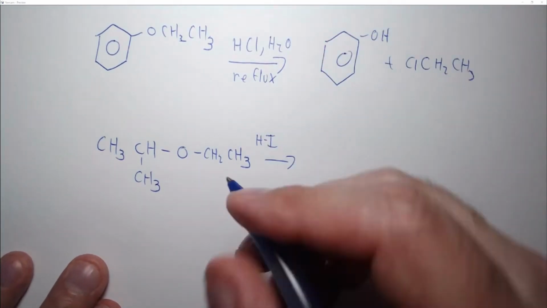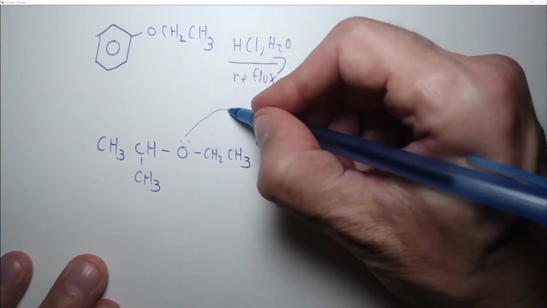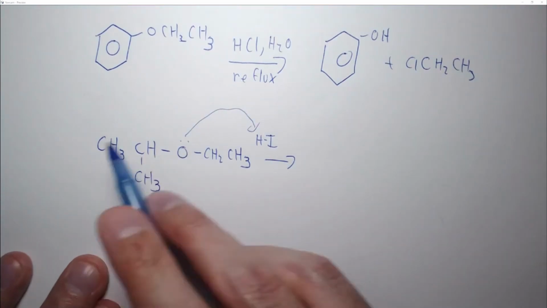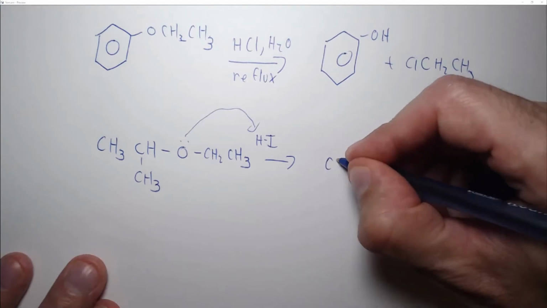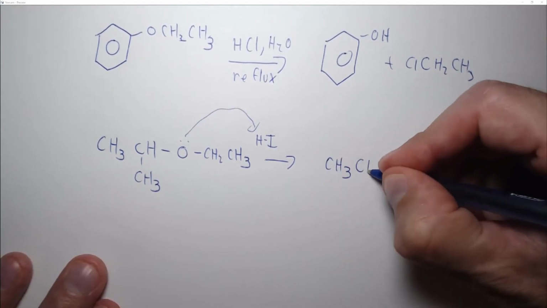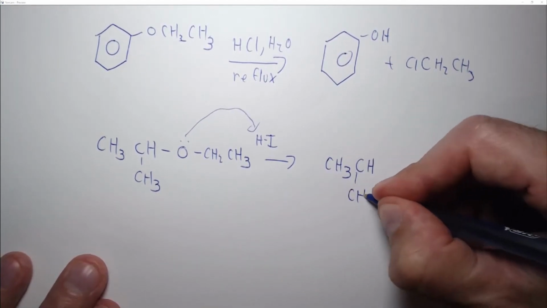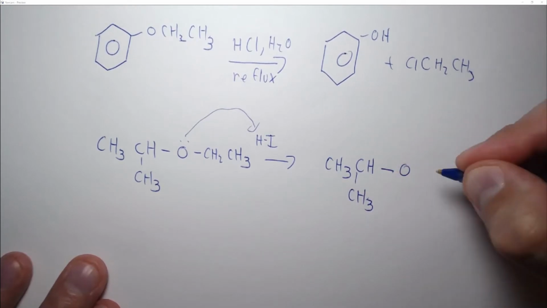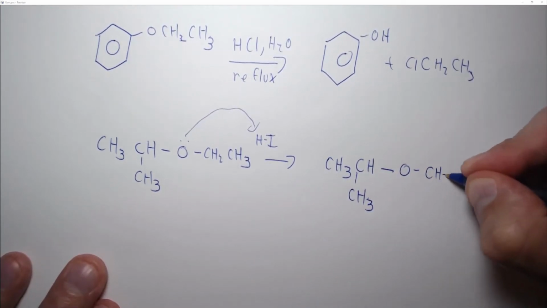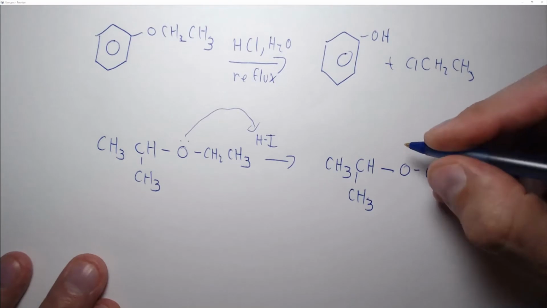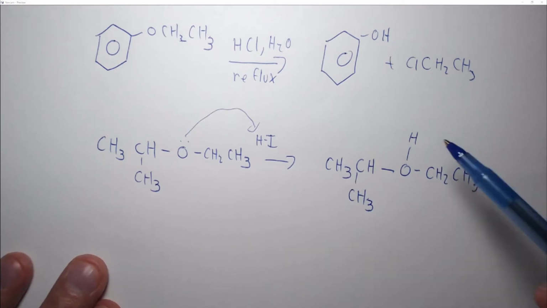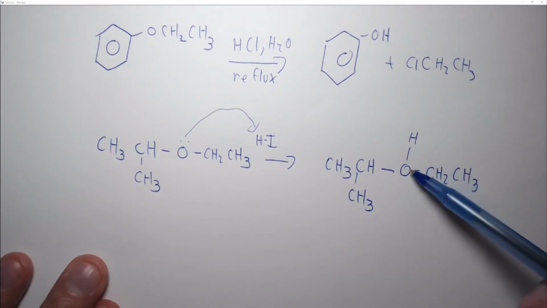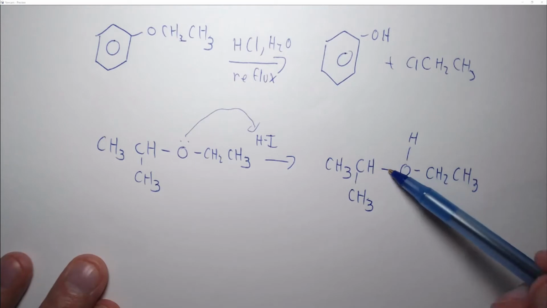Well, what's going to be the first step of this reaction? The first step of this reaction is the protonation of this molecule. And what we end up with is CH3, CH, CH3, bond O, CH2, CH3, bond H. And then the question becomes, which direction is this going to go? How is it going to break? Is this going to break off and form the alcohol, or is this going to break off and form the alcohol?